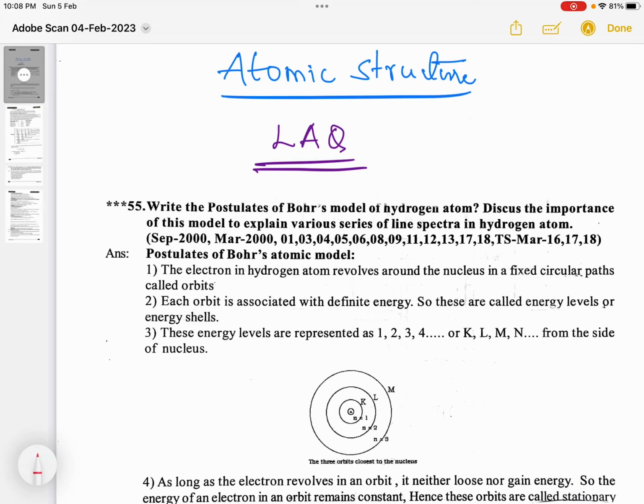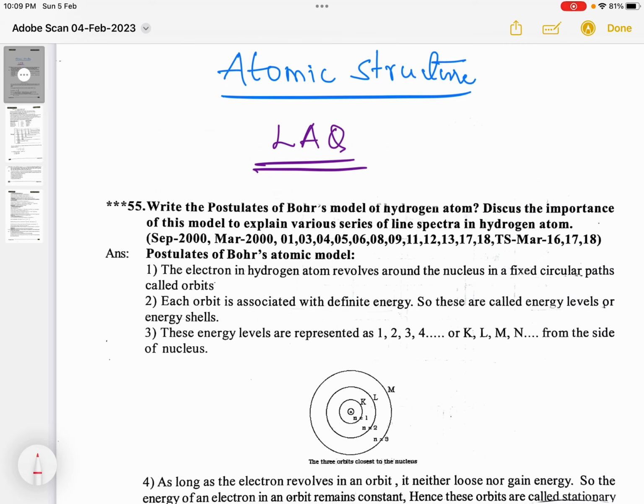Atomic structure, first year chapter. This is for the coming board exams. LAQs they'll ask from atomic structure. In atomic structure, we have two very important long answer questions. So let us see the two long answer questions. From these two, one question is compulsory in the board exam.